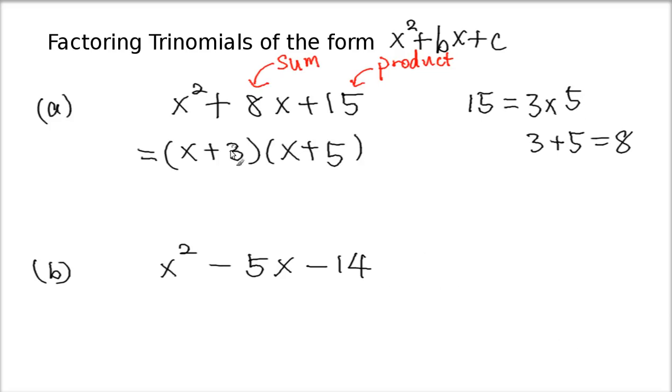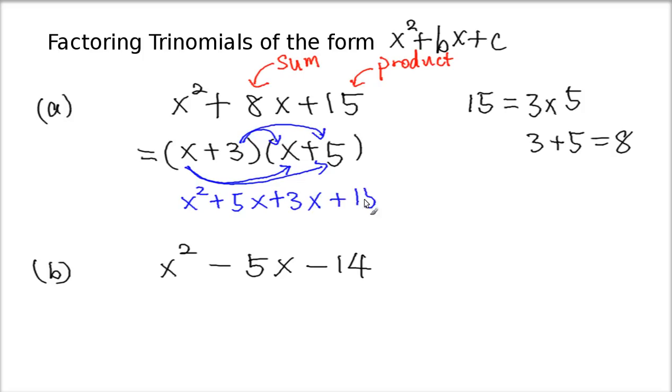So let's verify the solution. If you expand this out, we have x times x, which is x squared, and then x times 5, which is 5x. Then 3 times x plus 3x, and then 3 times 5, which is 15. And if you combine like terms, this equals x squared plus 5x plus 3x, that's 5 plus 3, 8x plus 15. So we could recover the original polynomial.